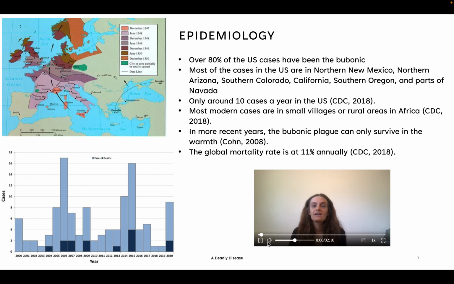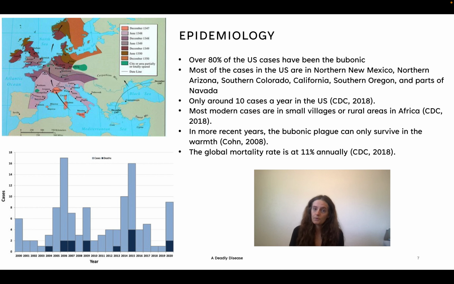The next slide, the epidemiology. Yersinia pestis is presented as a couple different diseases. The most prevalent and famous is the Black Death or the bubonic plague. The bubonic plague is responsible for 80% of the deaths caused by Yersinia pestis.